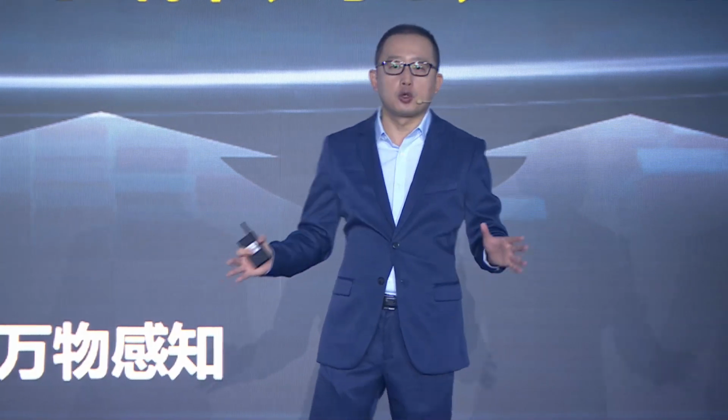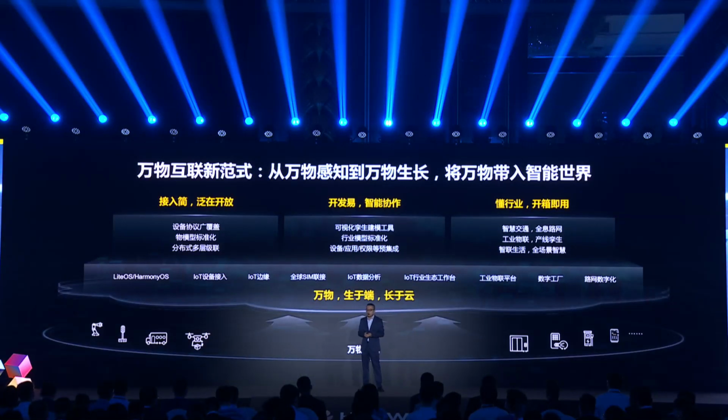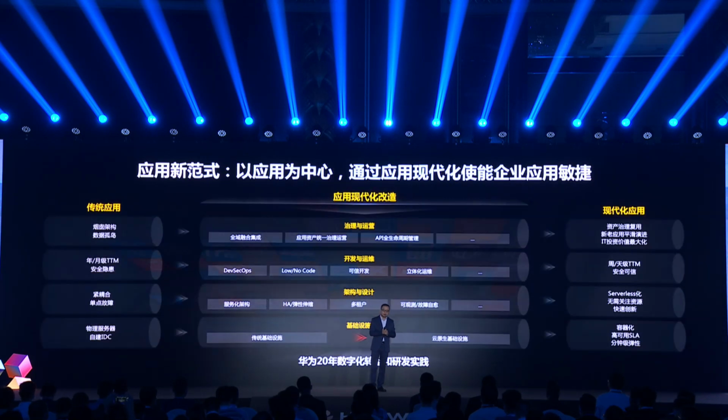So through three means, we want to help you to have cloud-born and cloud-grown applications or things. By doing so, we will be able to build a real intelligent world. Talking about applications, applications and data are the core assets of a company.